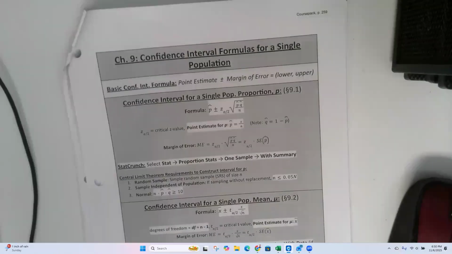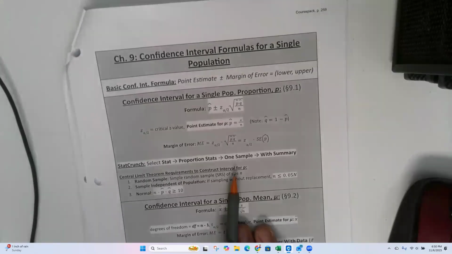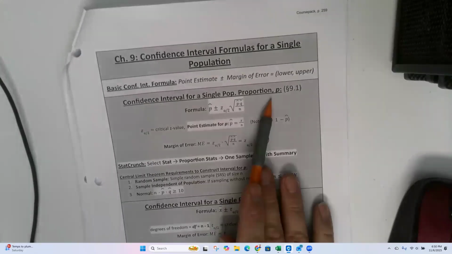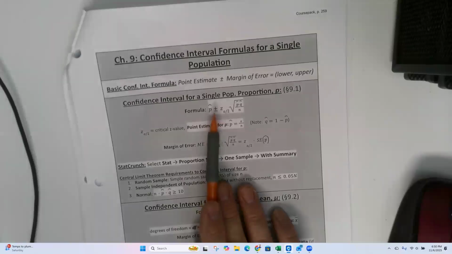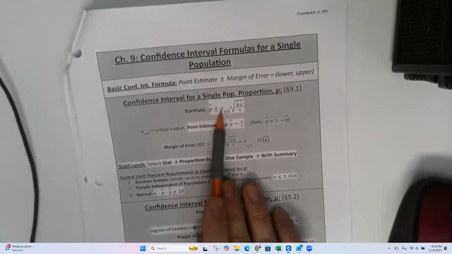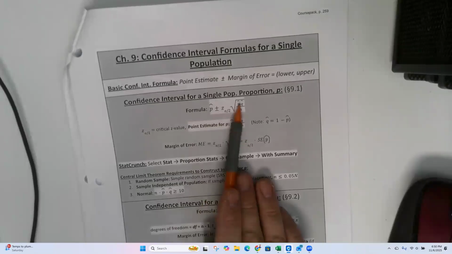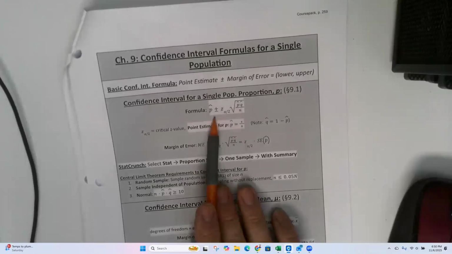But since they're similar, you have to pay attention to which one you're supposed to be using. It's usually obvious whether you're looking at means or proportions, okay? And most of the steps are very similar. But anyway, we are going to be doing proportions. So our formula is right here. It's p hat plus or minus z alpha over 2 square root p hat. So this whole crazy thing, okay?